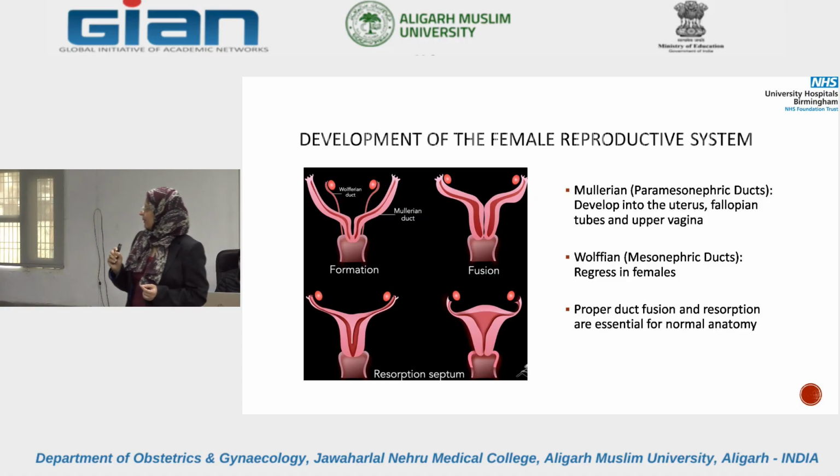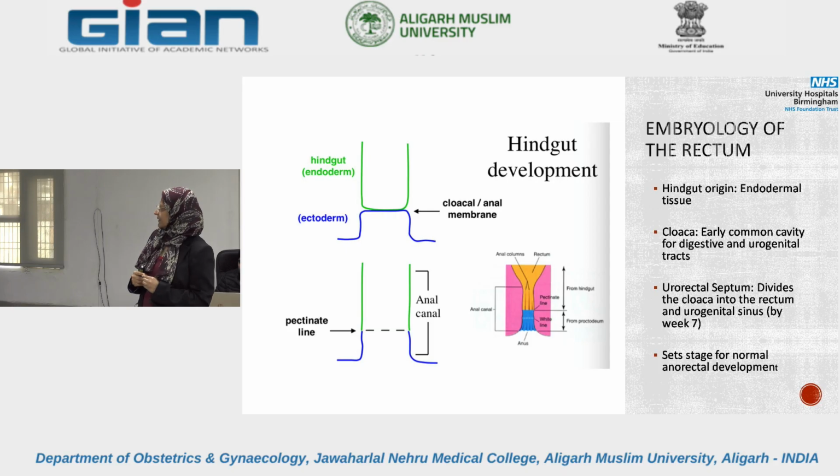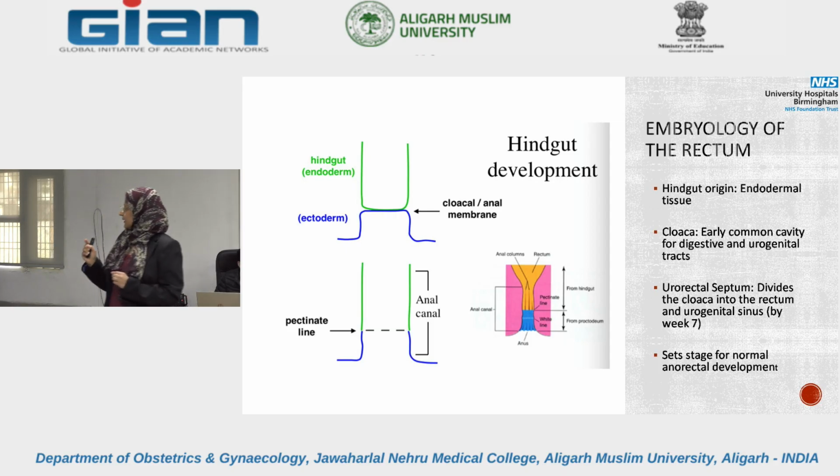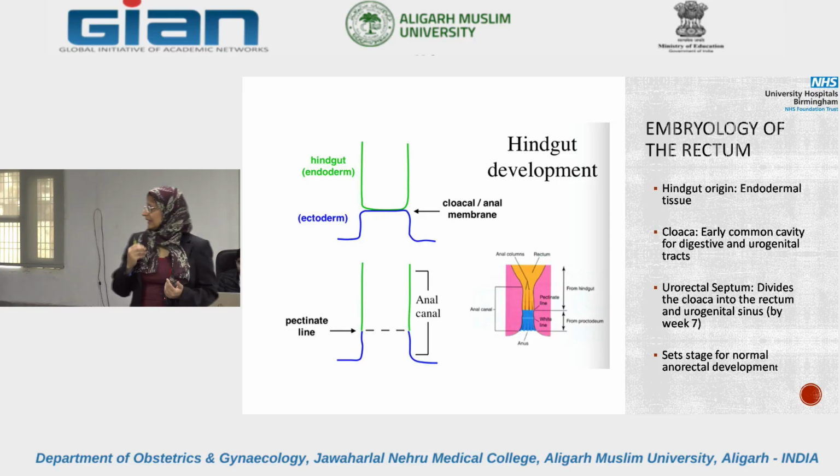So now we are talking about embryology of the rectum, as Professor Nasreen mentioned. Hindgut development is a mixture of endoderm and ectoderm, and in the middle there is a line which is the cloacal or anal membrane. Normally, these two structures fuse and the membrane disappears. But if it doesn't disappear, then problems can happen. We'll discuss that in a minute.